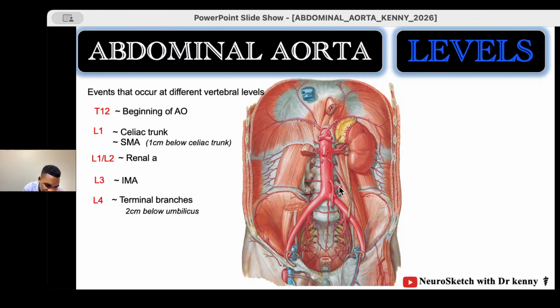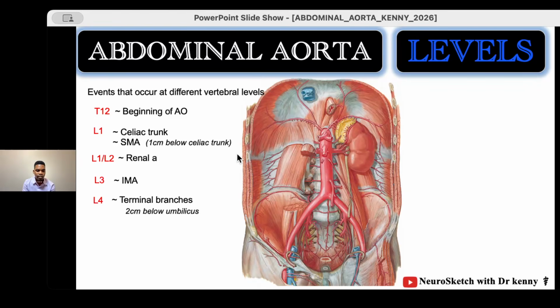You see, this is L3, and at the level of L4 is where the abdominal aorta bifurcates. It bifurcates to form 2 terminal branches, which are the right and left common iliac arteries. It bifurcates, forming 2 terminal branches, at what level? L4. The abdominal aorta bifurcates at L4 to form 2 terminal branches. This looks like an exam question, right? At what level does it bifurcate? At the level of L4.